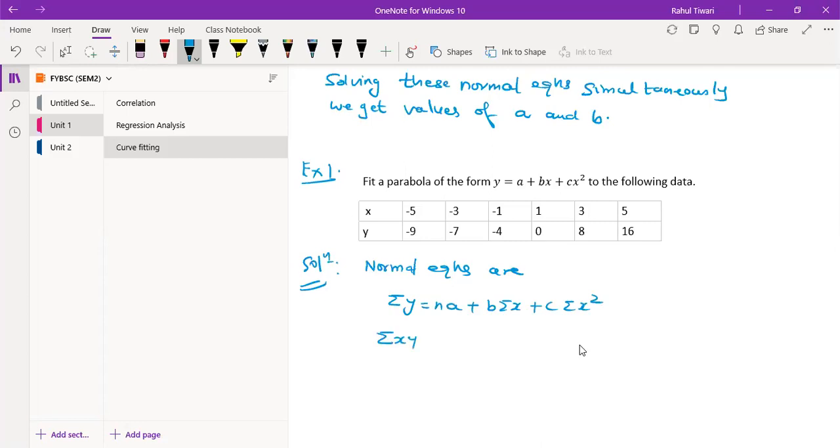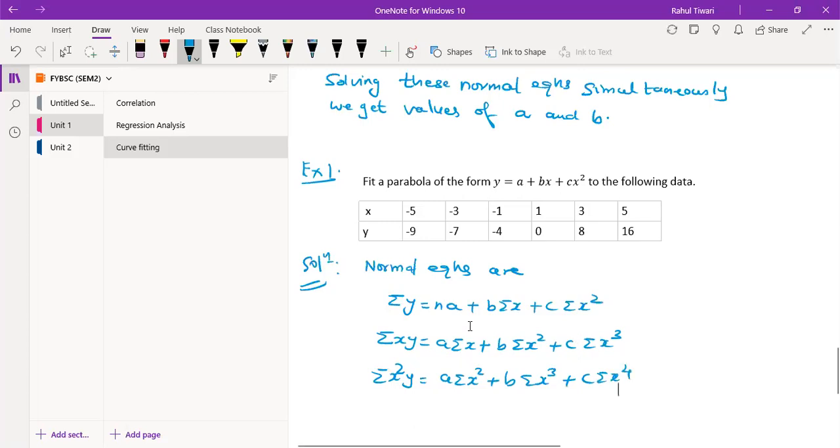Summation xy is equal to a times summation of x plus b times summation x square plus c times summation x raised to 3. Again, multiply this equation only by x. So what will we get? Summation x square y is equal to a times summation of x square plus b times summation of x raised to 3 plus c times summation x raised to 4.